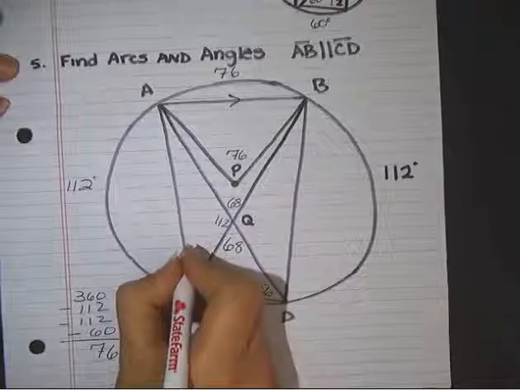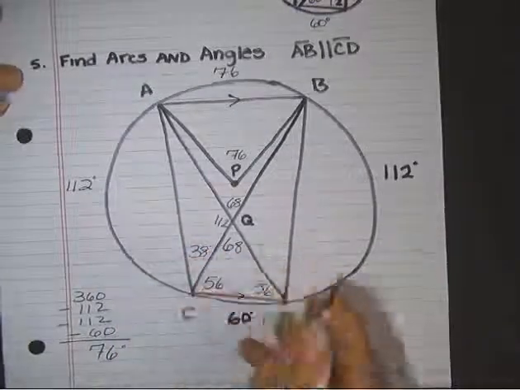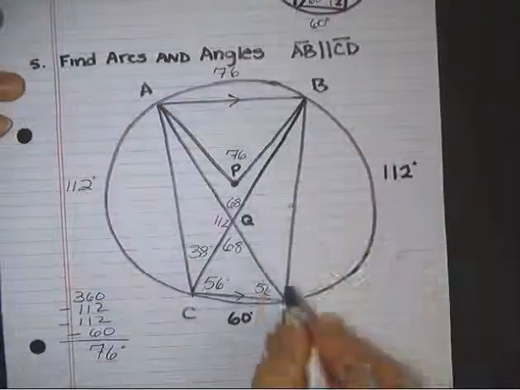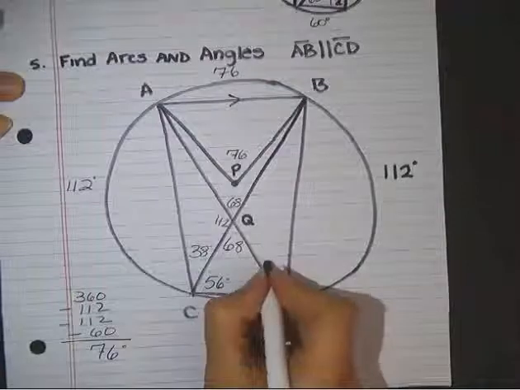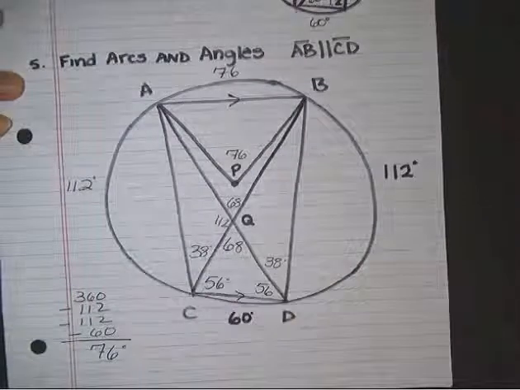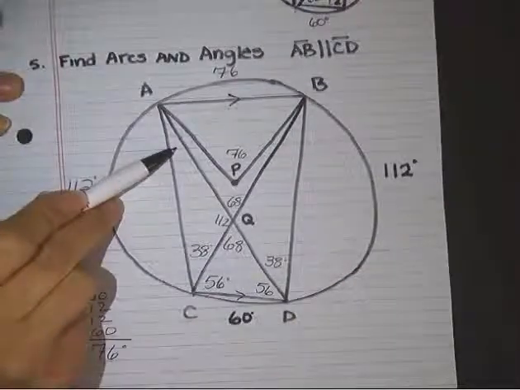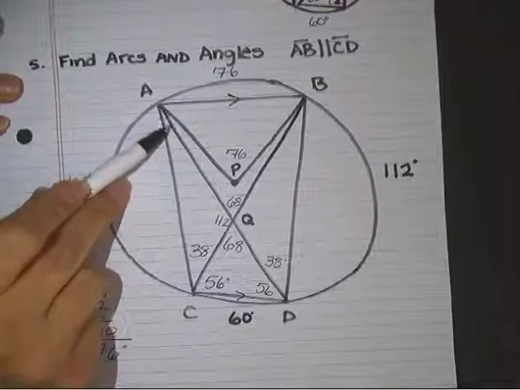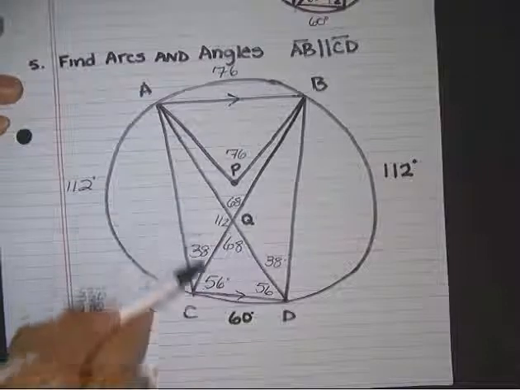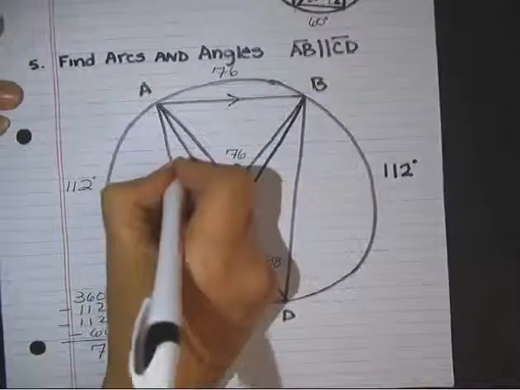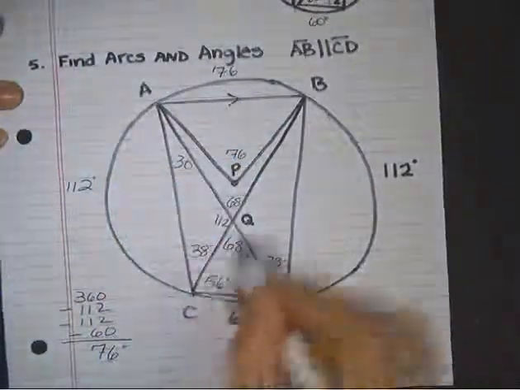This angle here, BDA, also opens up to 76. So it's 38. How about this angle? Angle PAC, follow it to an arc that opens up to 60, so it is 30. CBD also opens up to 60, so it is 30.